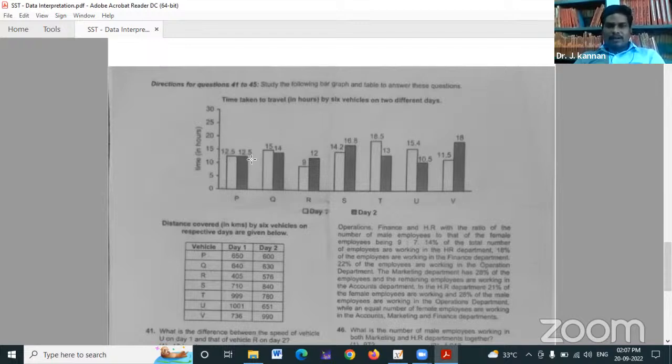So 12.5, 13.5, 15, 14, 9, 12, 14.2, 16.8, whatever it may be. So clearly, the idea is that the given data is picturized. It is a rectangle box, so bar graph. This type of problem uses the name bar graph. So how to solve this type of problem?